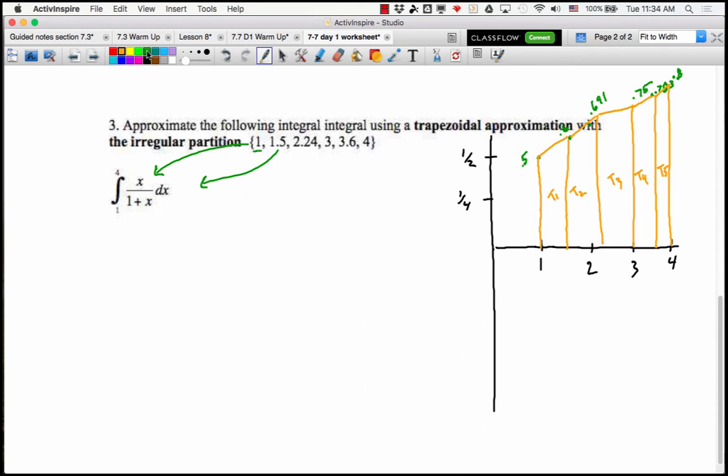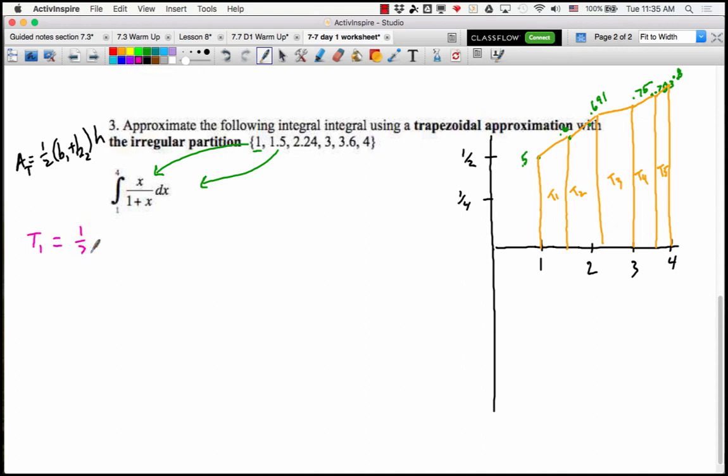Okay, so let's try this now. You ready for this? Trapezoid 1. That has irregular partitions means we can't just multiply everything by the same thing because the distance between us will be different each time. So trapezoid 1, remember, area of a trapezoid is 1/2 base 1 plus base 2 times the height.